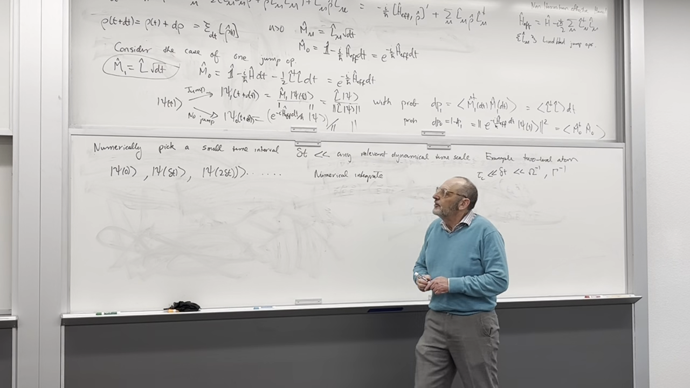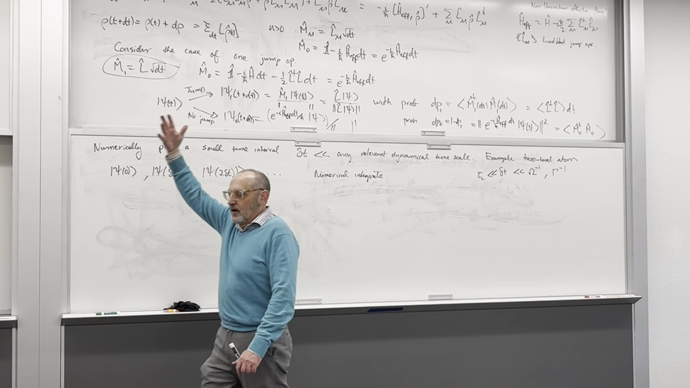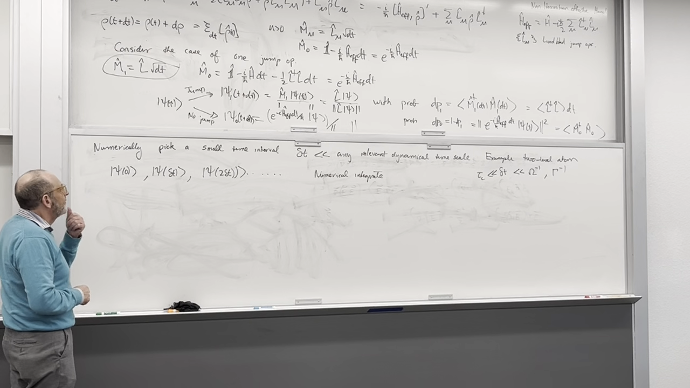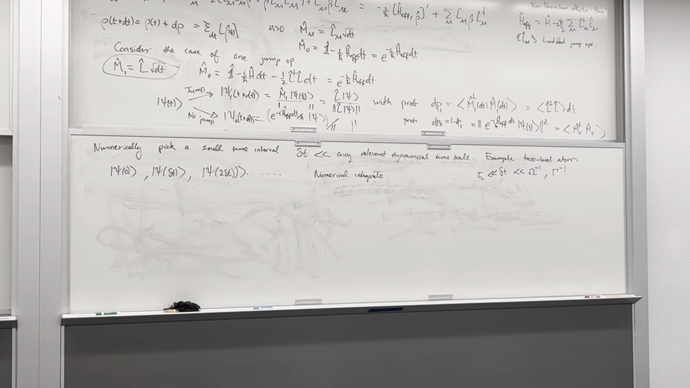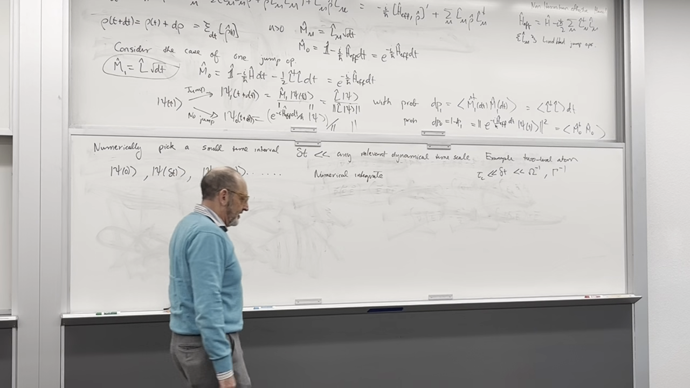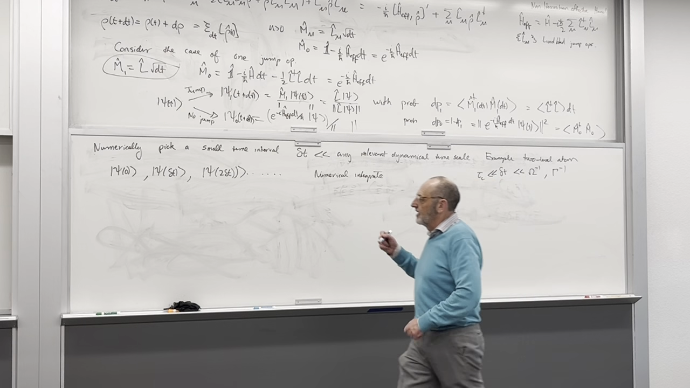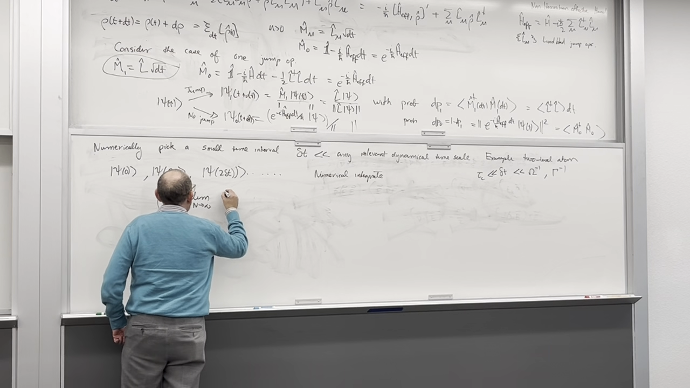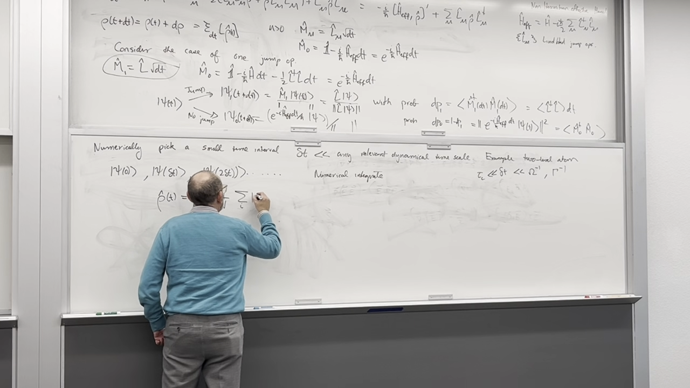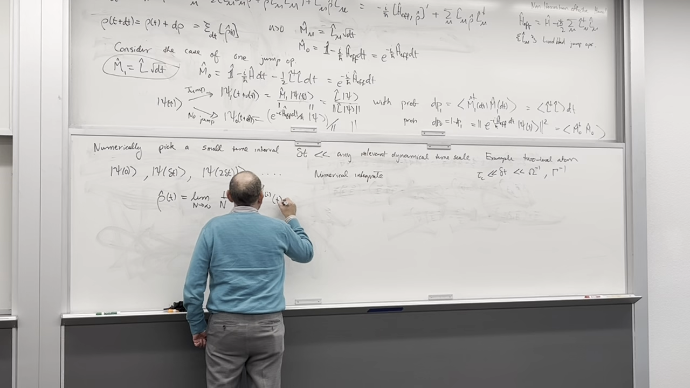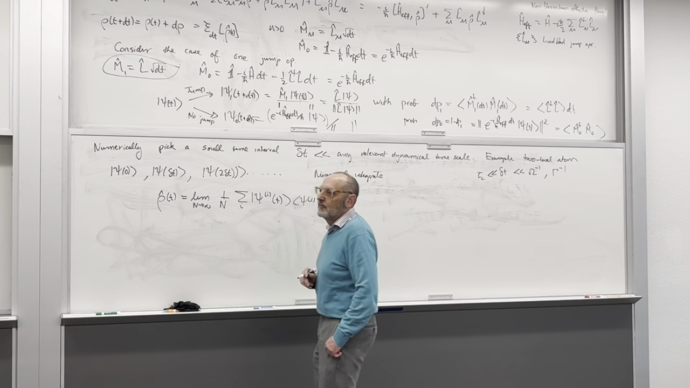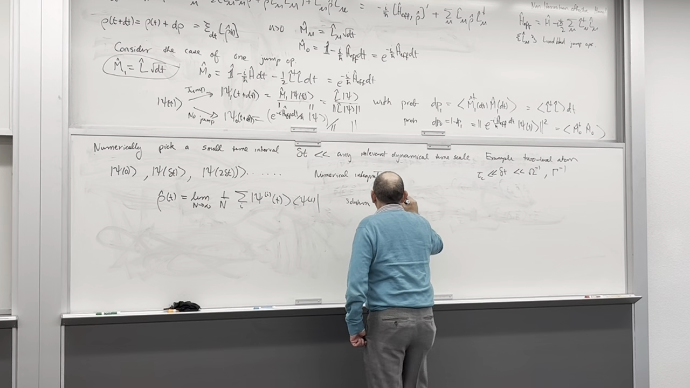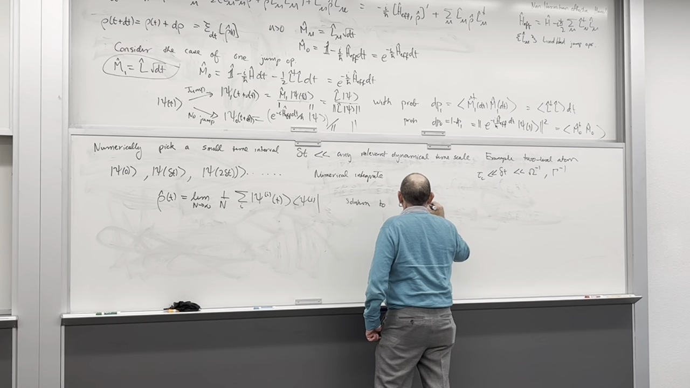And how would I do it? So this is a method for numerically integrating the master equation. Importantly, what I'm going to do is say that my state at a given time is a statistical mixture of pure states, such that this is the solution to the Lindblad master equation.